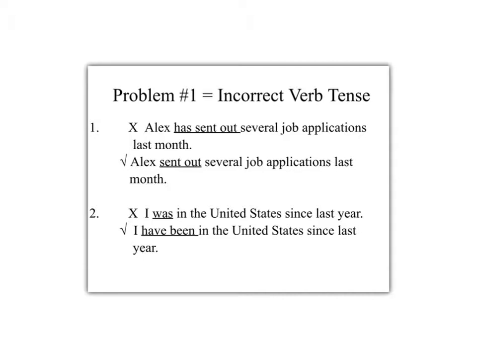The number one problem with verb tense is using the incorrect verb tense. Here we have two examples. In number one, the first sentence says, Alex has sent out several job applications last month. The verb has sent, in present perfect, is incorrect because the action has finished. Last month is our time. So that means we need to use sent out, the simple past, to show the action has finished.